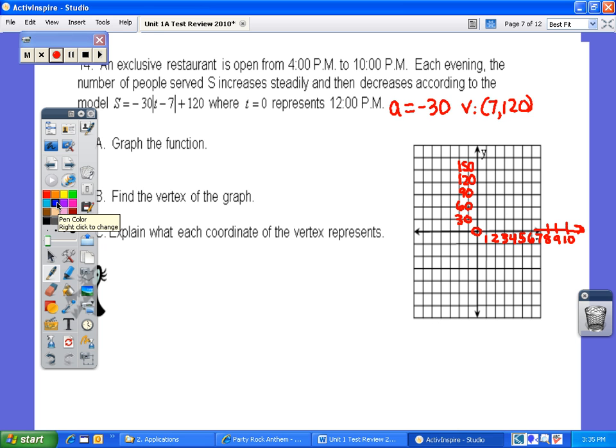Remember, you always start at your vertex. So our vertex in this case is 7, 120. And then you're going to count down and over because our a is negative 30. Well, that means we're going to count down 30 and over 1. So if I count down 30 and over 1, I go this way.